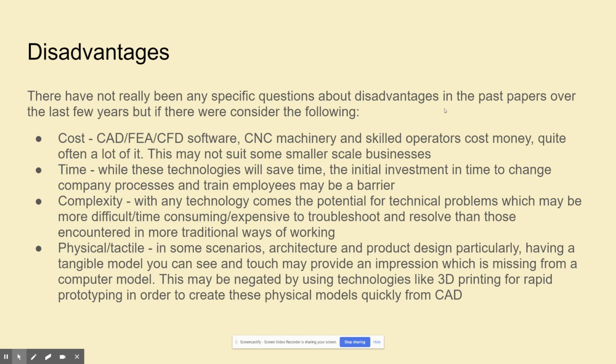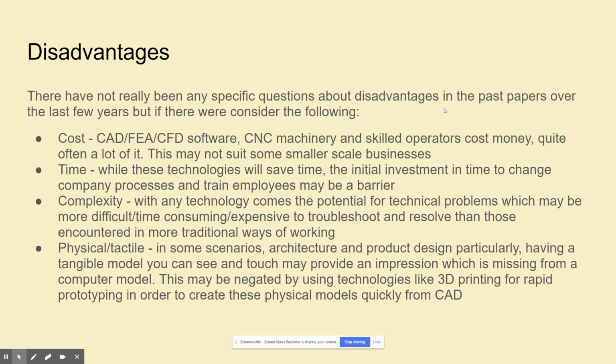Time, again. While they will save time with a workforce that's trained to use them, and in a situation they are well suited to, the initial investment in time to change company processes and train your employees might be a barrier, and it might not be worth it for some.